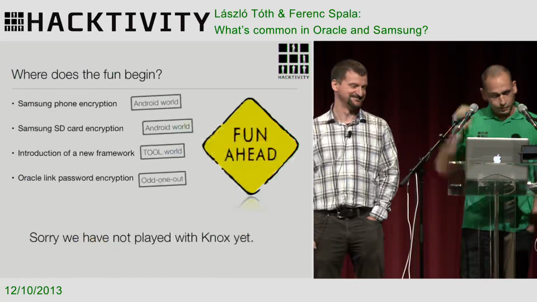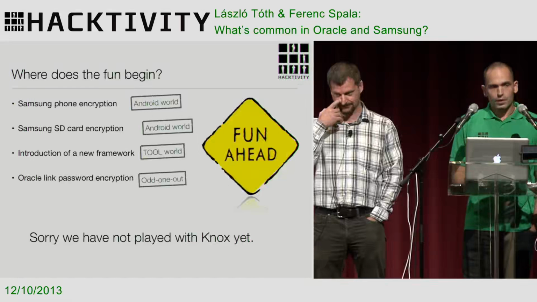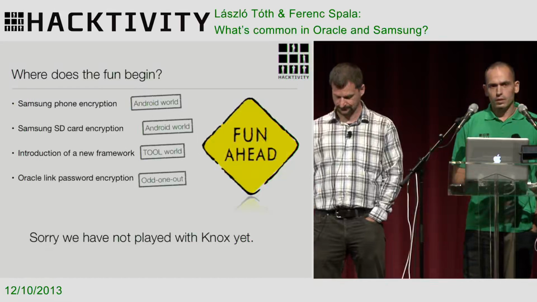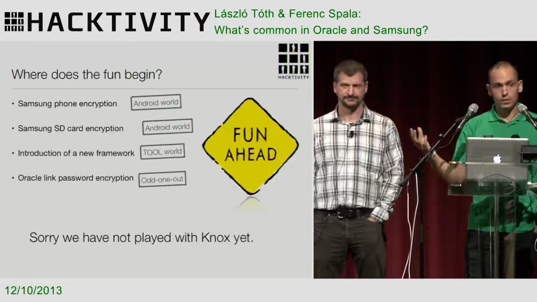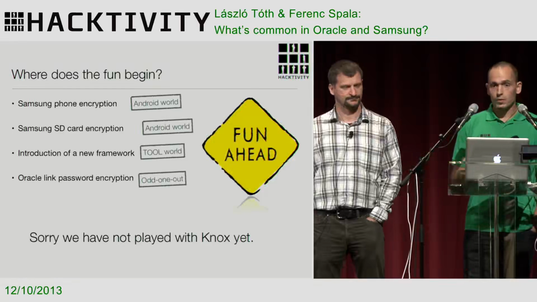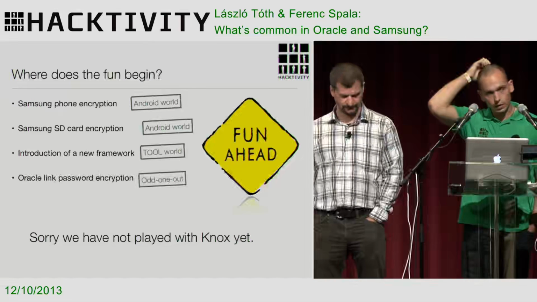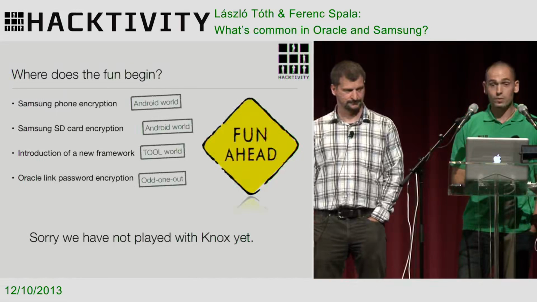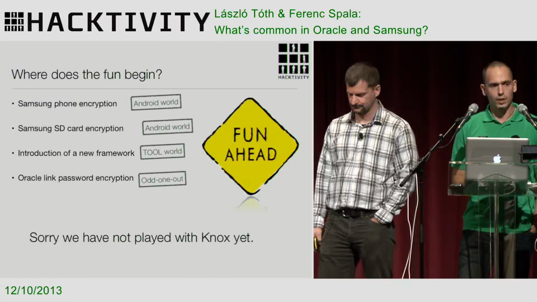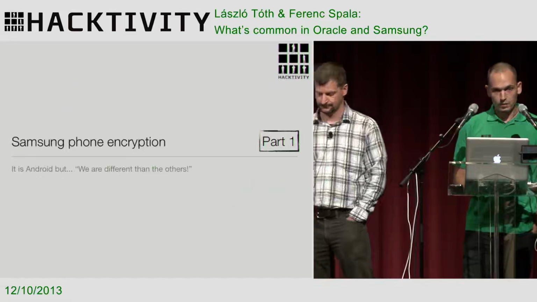Okay, so just like last year, we have 4 different topics for you. First, we will take a look at the Android phone encryption and the Samsung phone encryption. What are the differences? Then we move to the Samsung SD card encryption, because there are some interesting things as well. And of course, we have a lot of tools. They are already released, so you can download them. And of course, we played a little bit with Oracle again, because we love Oracle. So first things first, Samsung phone encryption.